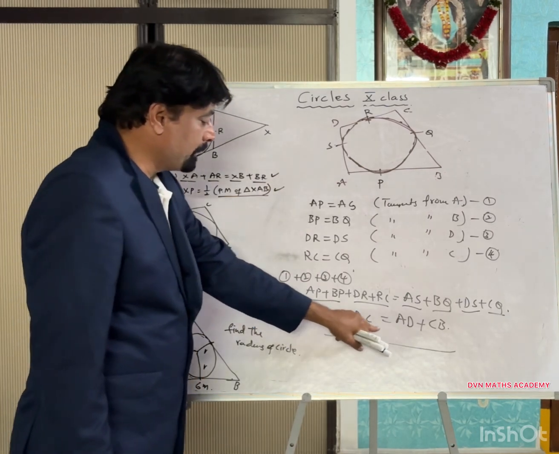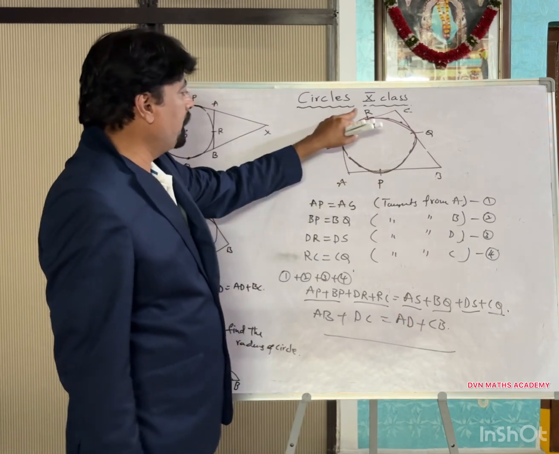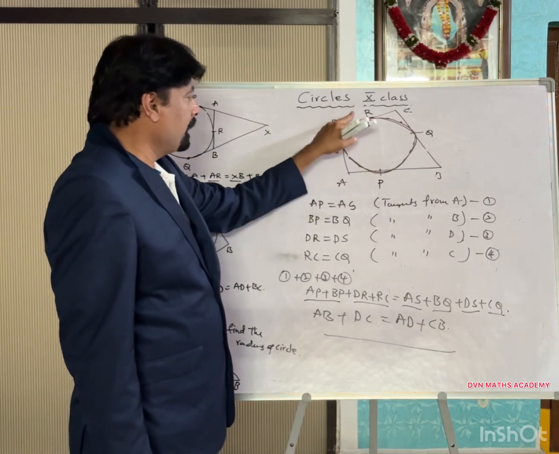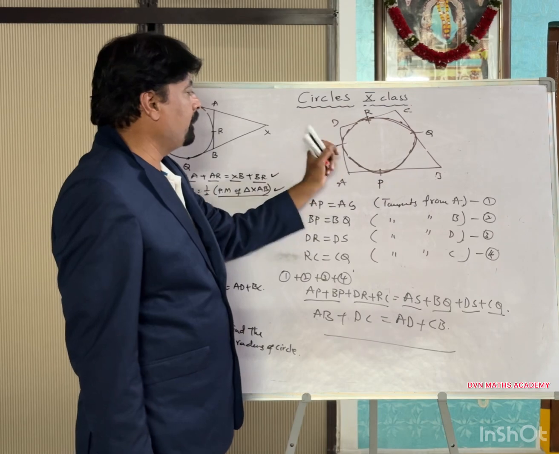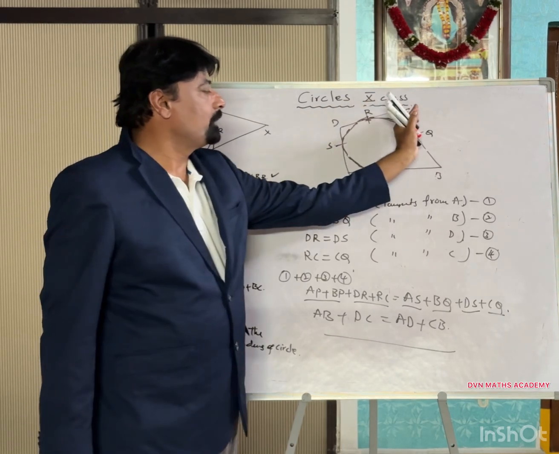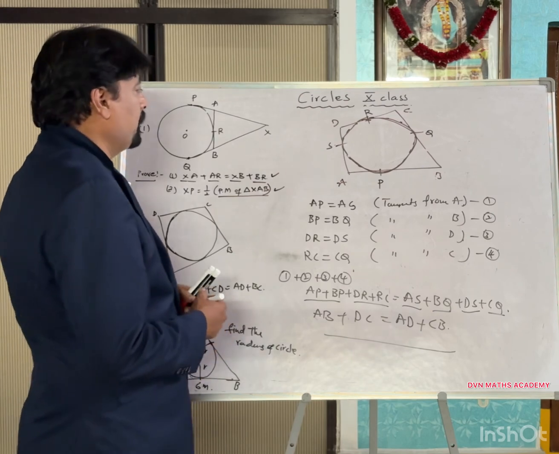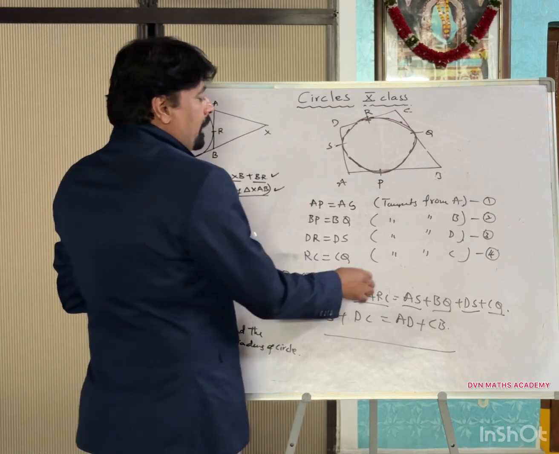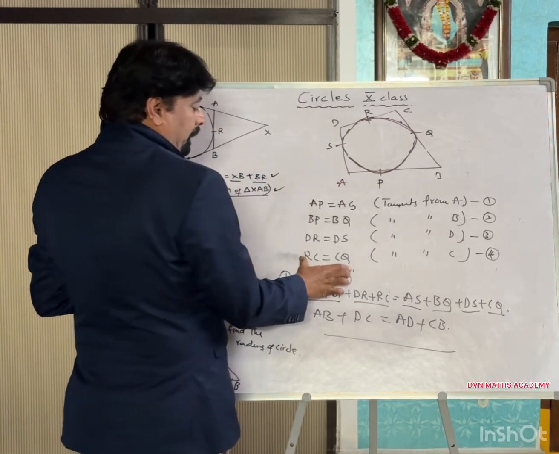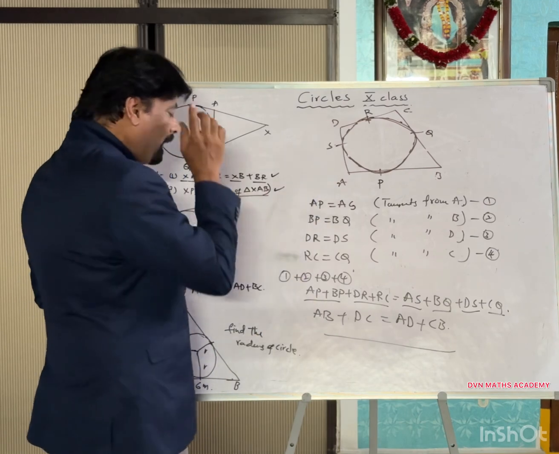Same, AB plus DC is equal to AD plus BC. AB plus DC, these two sides are opposite. The sum of the lengths of these two sides is equal to the sum of the lengths of these two opposite sides. So this is also one of the important questions. It will be given in the 4-mark section. So first you form 4 equations, you add them and you will get the answer.